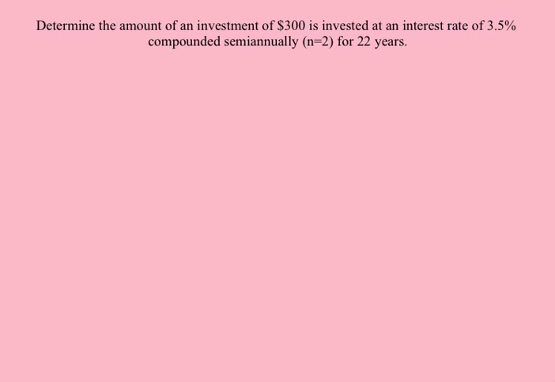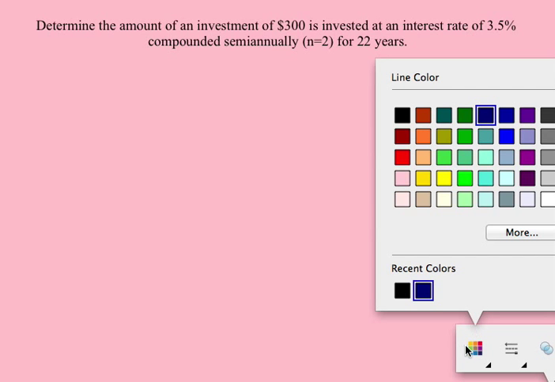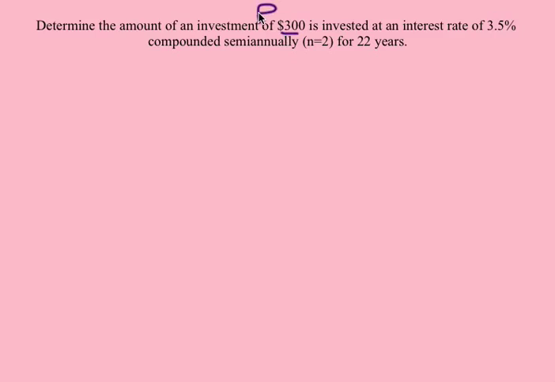Determine the amount of investment if $300 is our start point. So this is going to be our P. It is invested at an interest rate of 3.5, so that means 0.035 is our R. Semi-annually, so that means that our N is going to be equal to 2, and for 22 years means our T is equal to 22. So now we just go ahead and plug it into the formula.